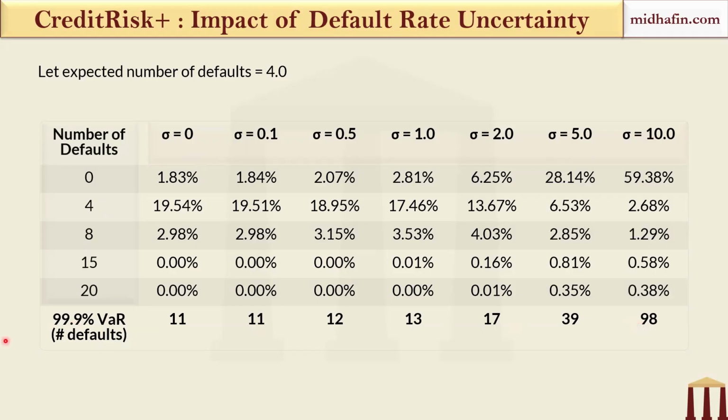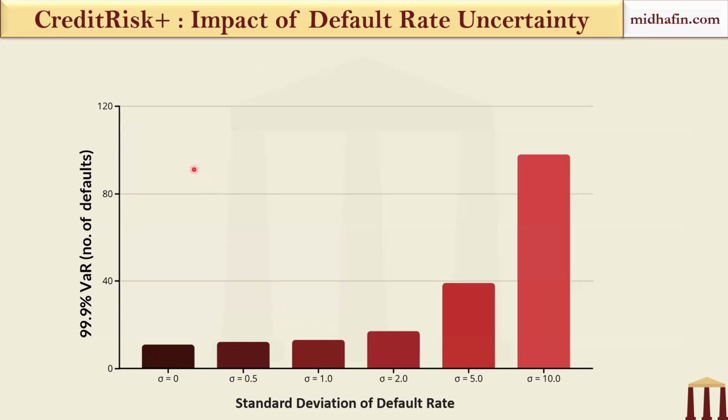So the message is quite clear from this slide. Uncertainty in default rates is not just widening the range of possible outcomes, it is also amplifying the tail risk and therefore the VaR. Now, if we visualize the same result from the previous slide, it gives you a clearer picture. On the x-axis, we have the standard deviation of the default rate, or sigma. And on the y-axis, we have the 99.9% VaR, expressed as the number of defaults.